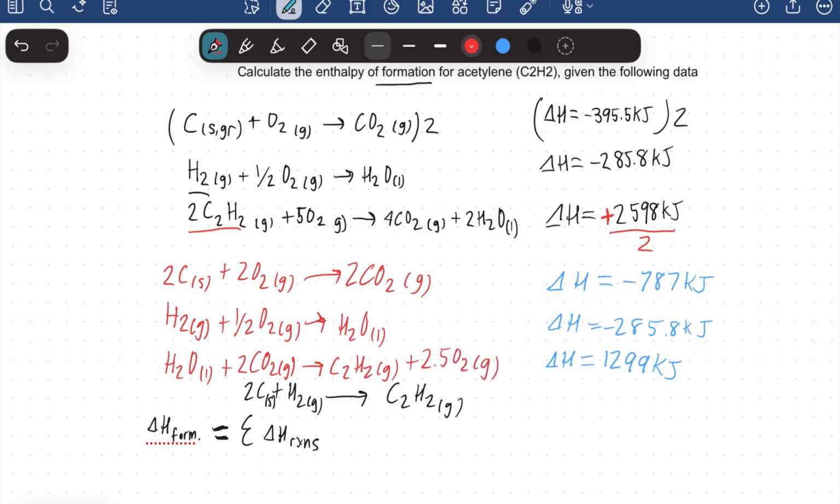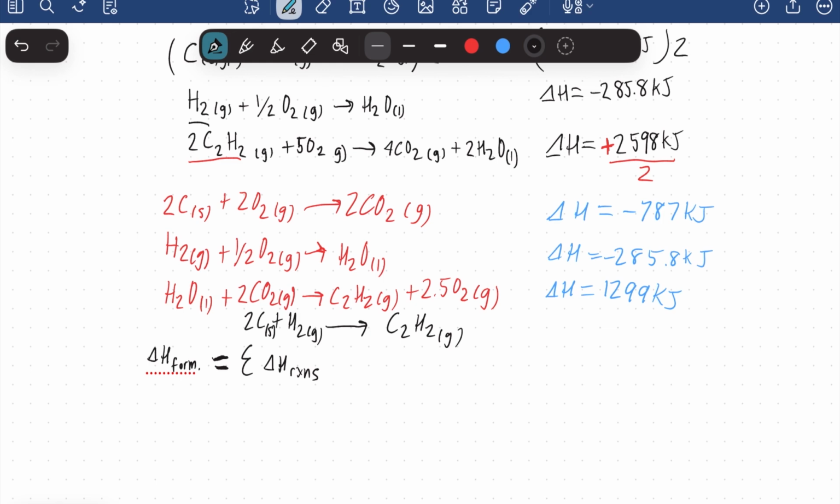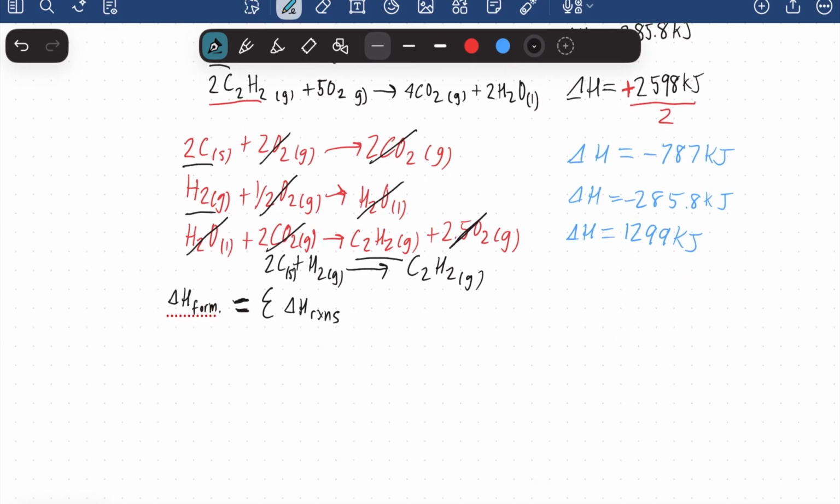So now that we've finished that up, we can start canceling out what we don't need. So we know that we need 2 carbons, 1 mole of hydrogen gas, and 1 mole of acetylene. So everything else we can start to cancel. So we can see that we have 1 mole of water we can cancel, 2 moles of carbon dioxide that we can cancel, and 2.5 moles of oxygen there, and 2.5 moles of oxygen there, which leaves us with 2 moles of carbon, 1 mole of hydrogen gas, and 1 mole of acetylene, which gives us the net equation we were aiming to get.